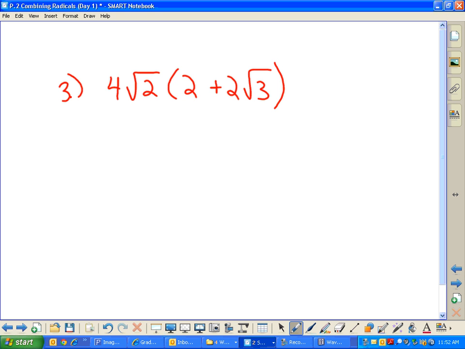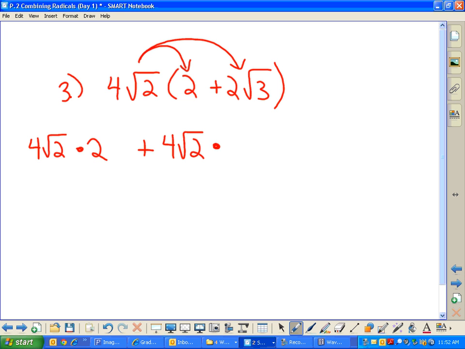And I saw several of you setting this up just great. You would take 4 square roots of 2, distribute it to the 2, and then 4 square roots of 2, distribute that to 2 square roots of 3. Here's how that looks. You take 4 square roots of 2, and you're going to multiply that by 2, bring down your plus, and then you have to take 4 square roots of 2, and then distribute that to 2 square roots of 3.